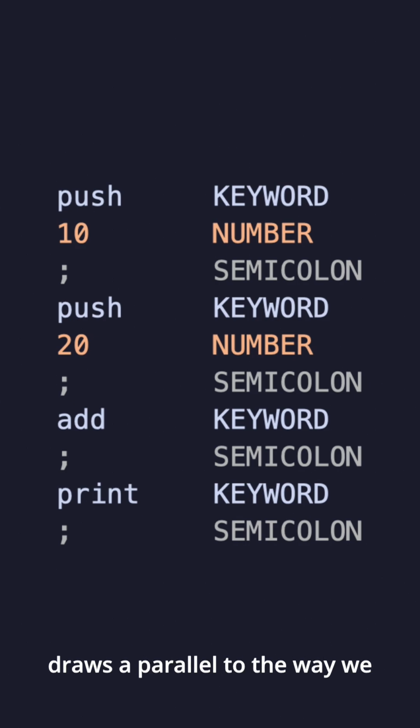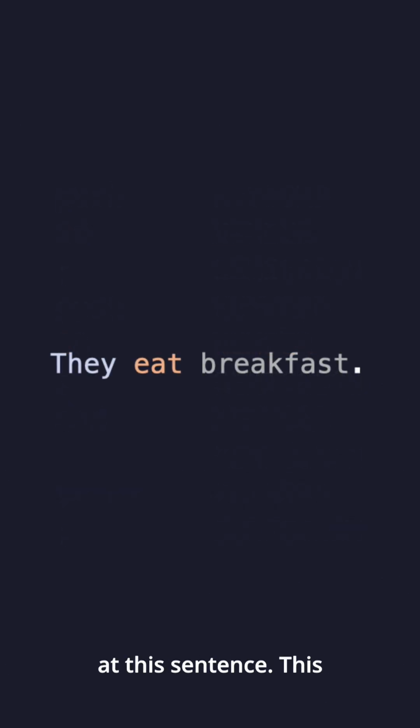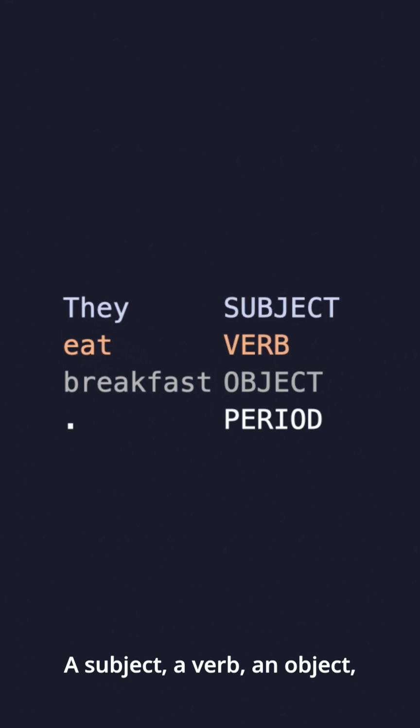This system draws a parallel to the way we understand human languages. For example, let's take a look at this sentence. This sentence has 4 components: a subject, a verb, an object, and a punctuation, in this case, a period. All these individual words or individual tokens make up an entire sentence. Programming languages work very similar to this, and drawing this analogy will definitely help you in understanding how computers can understand language very similar to us. Of course, they don't have the same comprehension skills, but that parallel will help us understand how the lexer works.